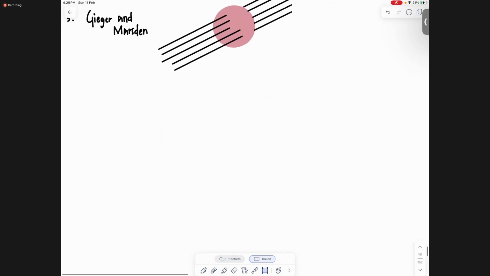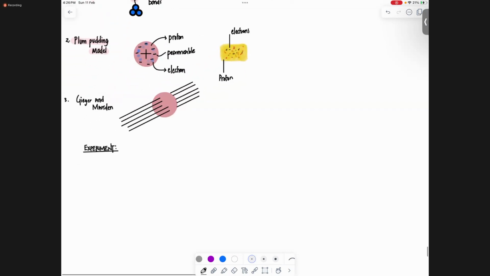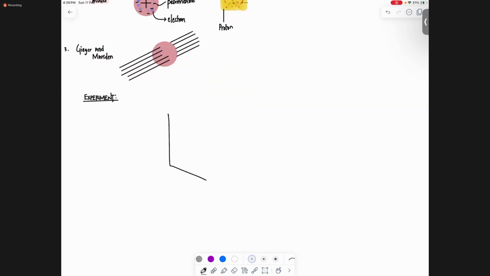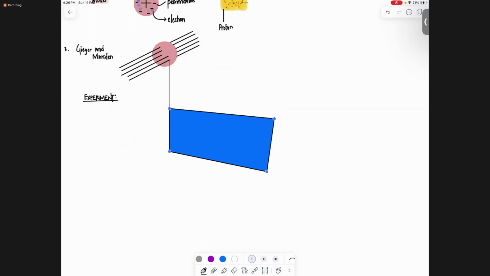So what were they doing? What was their plan? The experiment is something you need to be aware of. In our syllabus, more questions come from the experiment. So the experiment went something like this. Geiger and Marsden decided to take a gold foil, okay? So take a gold foil like that, and they wanted to fire particles at the gold foil.